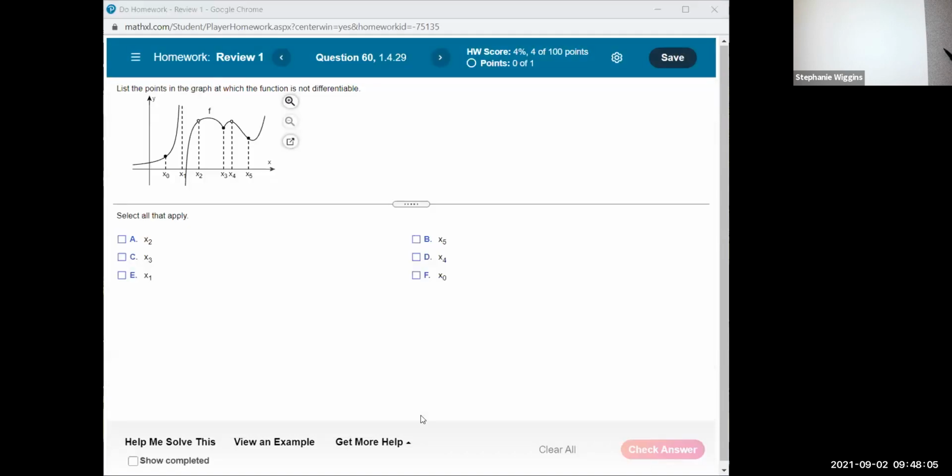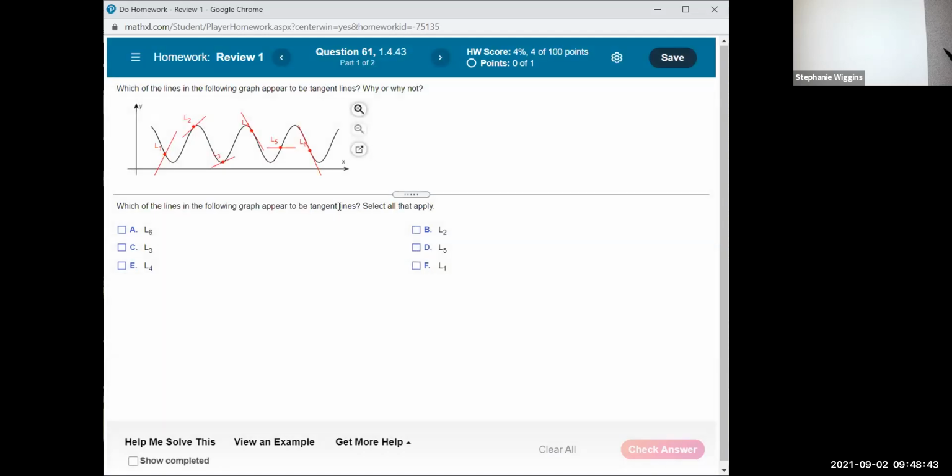It says here, list the points in the graph at which the function is not differentiable. Again, it has to have no breaks or holes and no sharp points or corners in order to be differentiable. So here, this is perfectly smooth and connected. That's fine. And right here, perfectly smooth and connected. So that's fine. Everything else, there's either a break or a hole or a sharp point. So at those places, it's not differentiable. I think I've done this one in class. I'm not going to take the time to fill it out, but that's the idea.